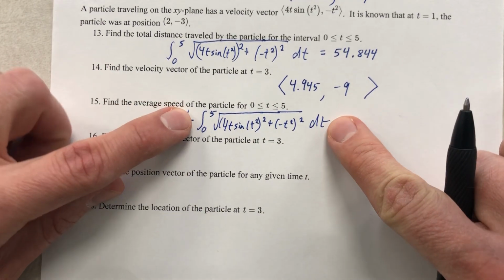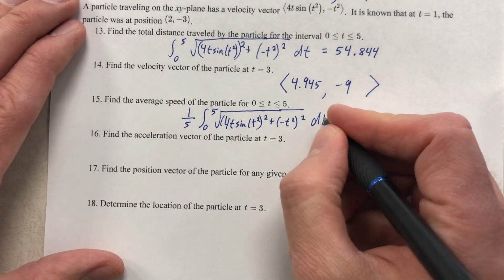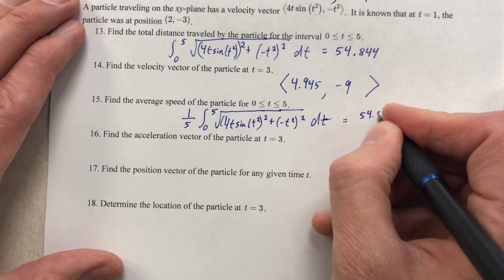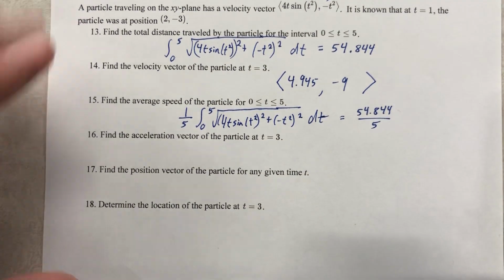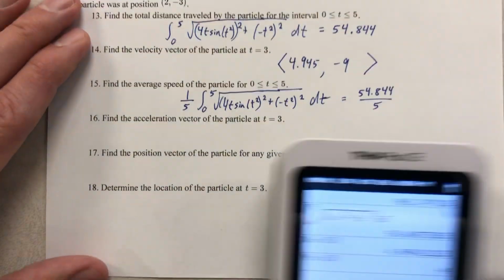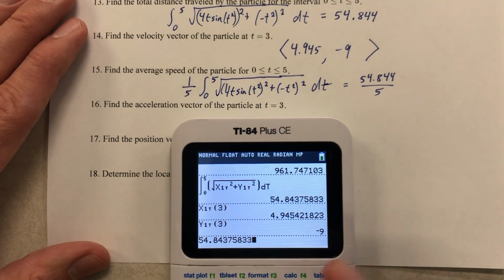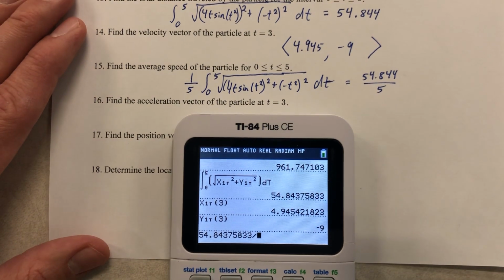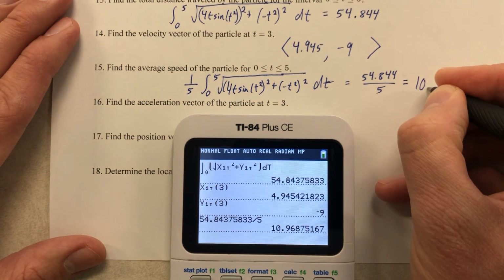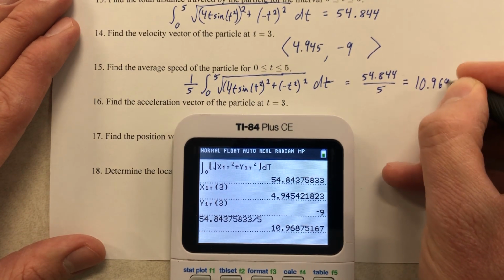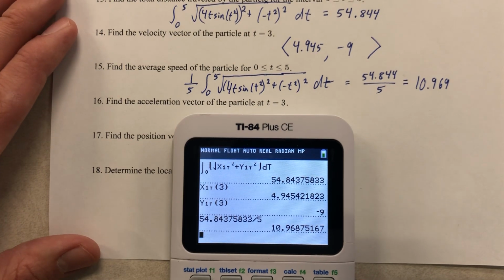You already know what this is. This is 54,844, so this is basically 54,844 over 5. If this was a free response question, you could leave your answer like that. So I'm actually going to just go up and grab that on my calculator. You can just press enter once you get to it and then divide by 5. And average speed is 10.969, and it does not give me units, so we're just going to stick with that for right now.